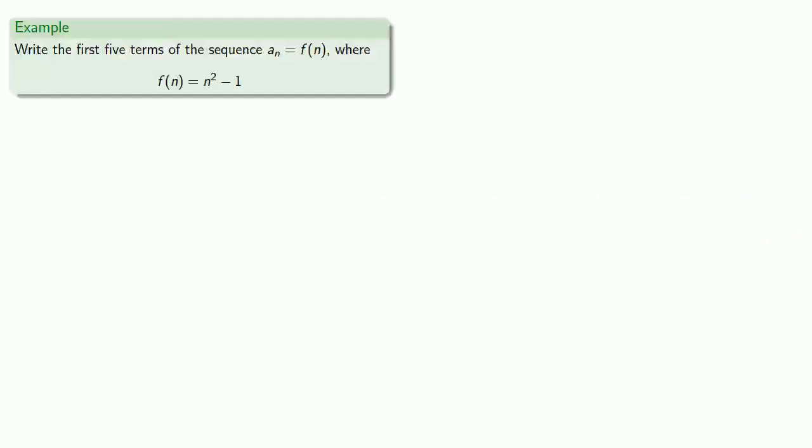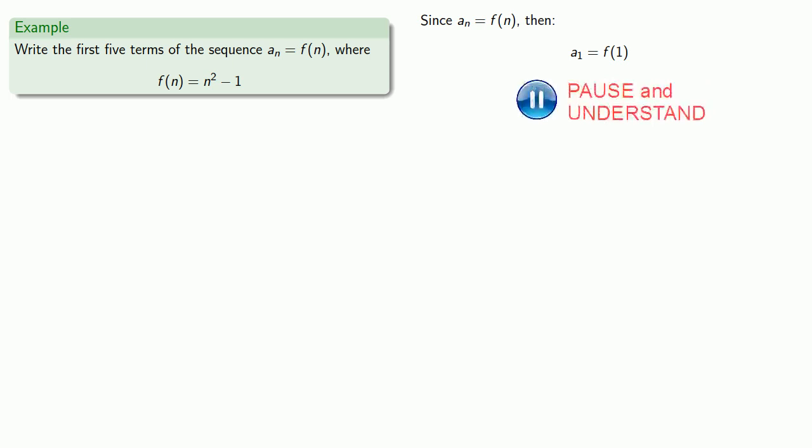For example, suppose I want to write the first five terms of the sequence a n equals f of n, where f of n is equal to n squared minus 1. Since a n equals f of n, then a1 is my function evaluated at 1, which is 0.